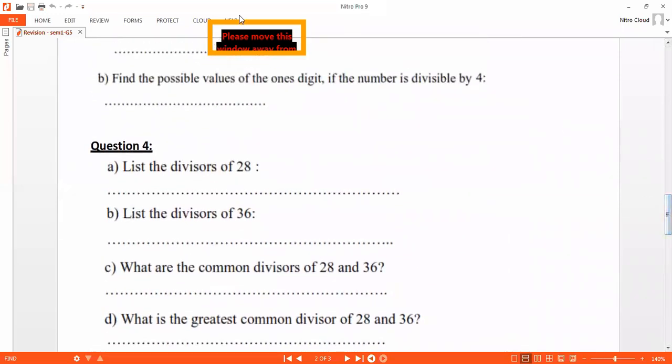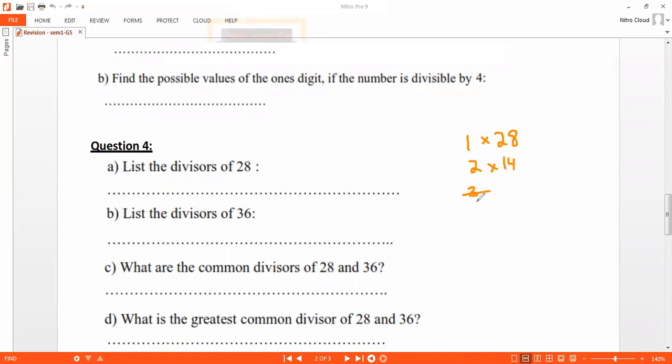List the divisors of 28. As I told you before, you always start by 1. 1 times 28. Now you go for the 2. 28 is divisible by 2. So 2 times 14. Is 28 divisible by 3?